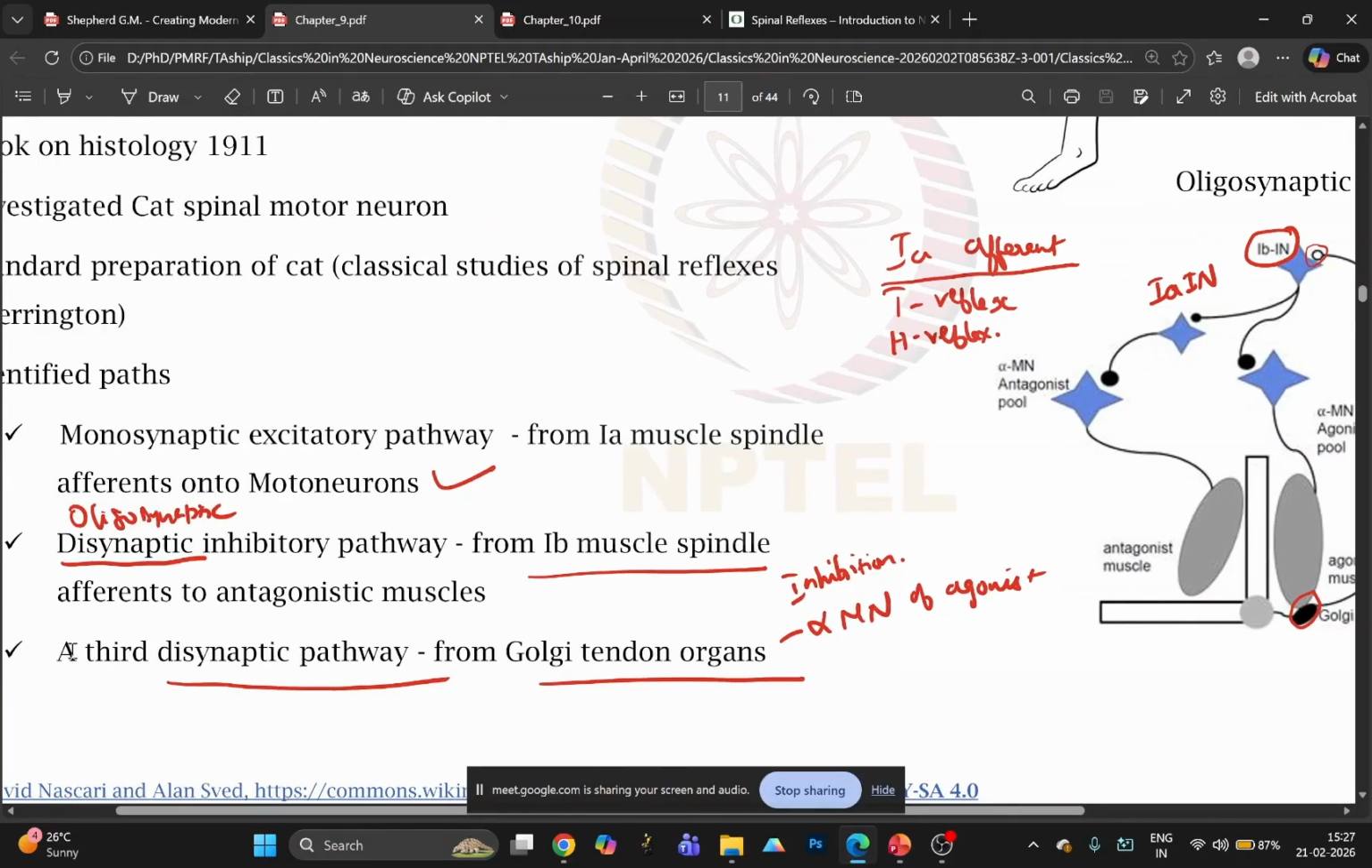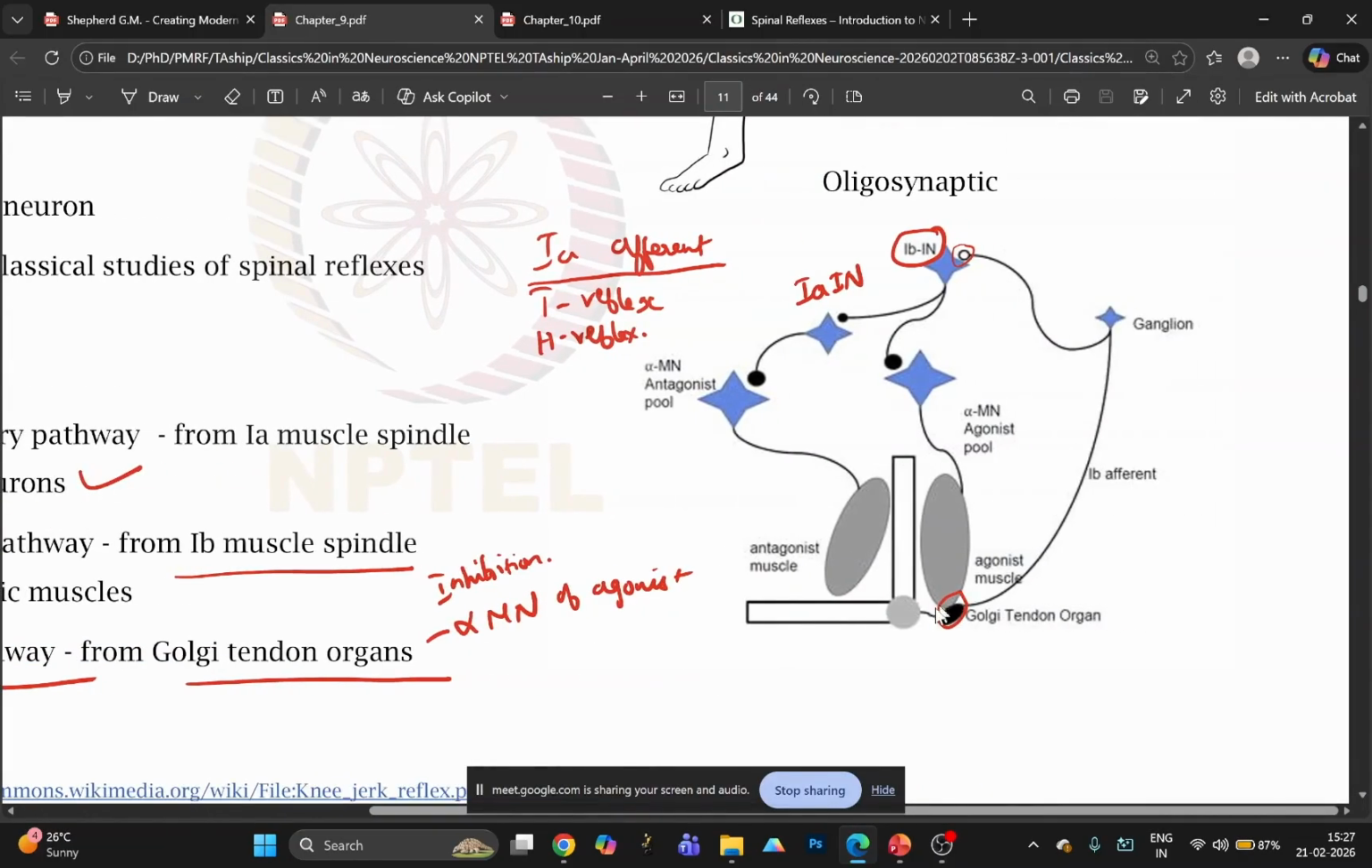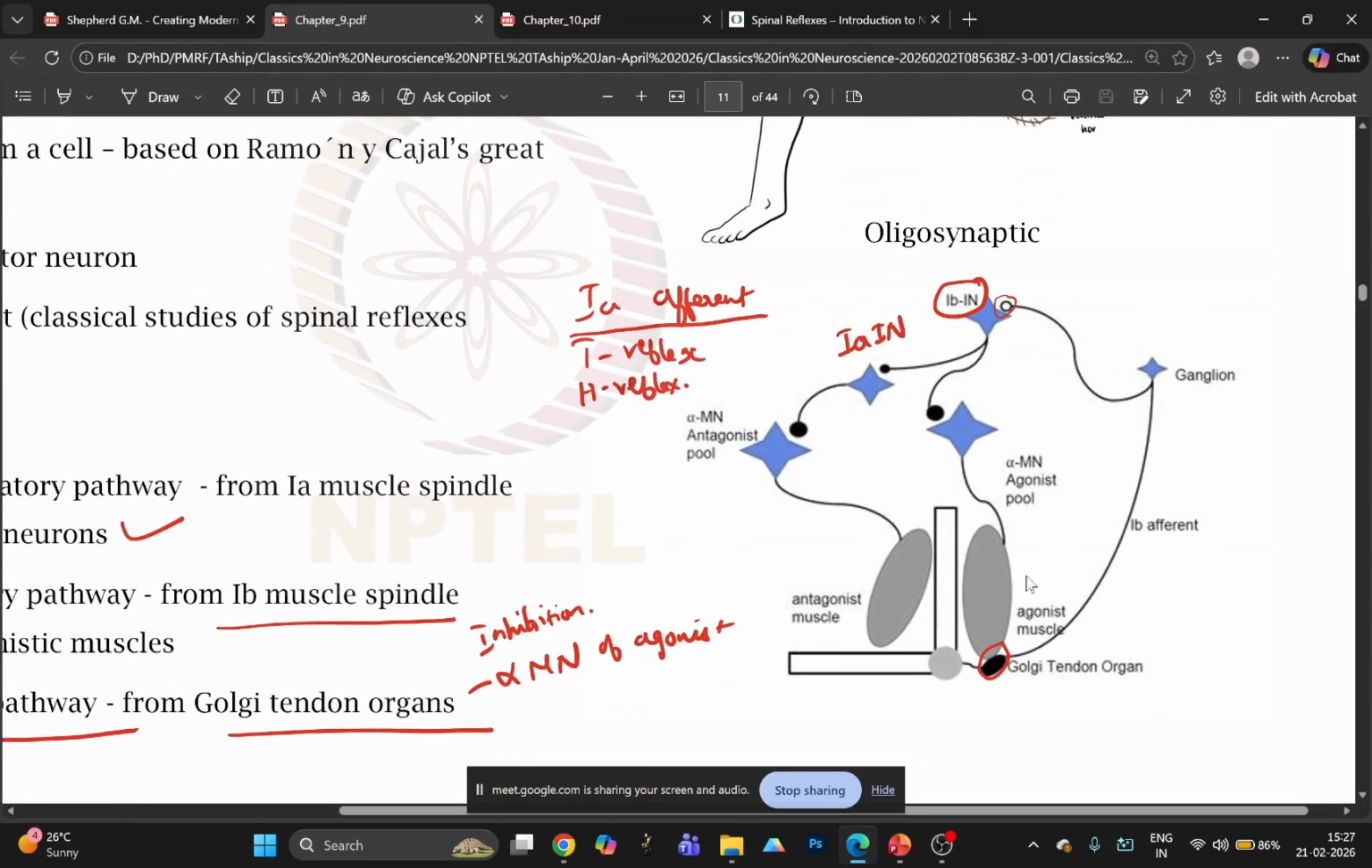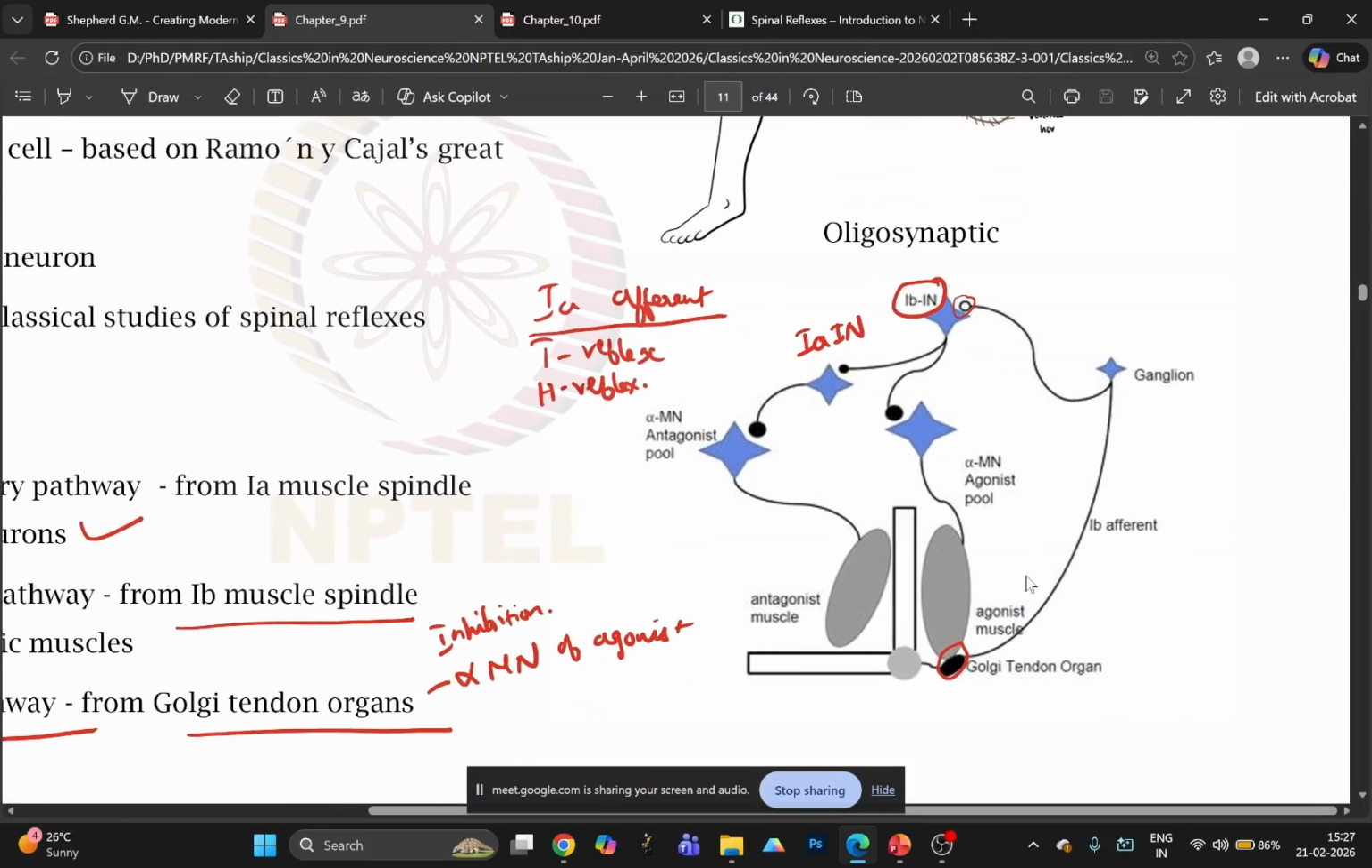The third one is a disynaptic pathway from the Golgi tendon organs. So now what is that? We discussed that the antagonistic muscle will relax and that will make it easier for the leg to contract. But the agonist muscle that is contracting in the first place should also be controlled. There should not be too much contraction also.